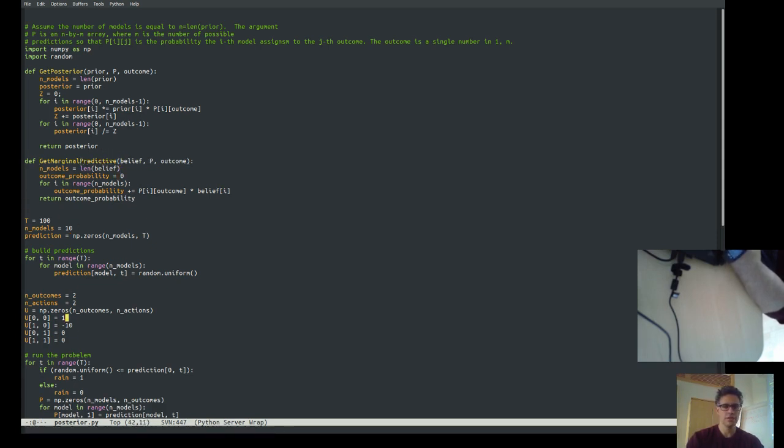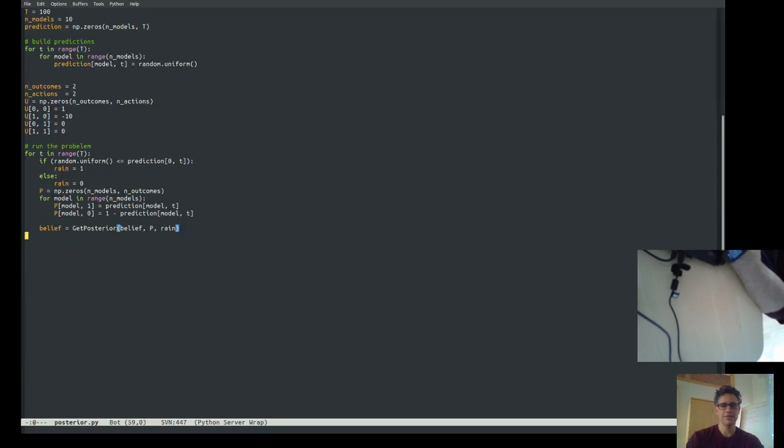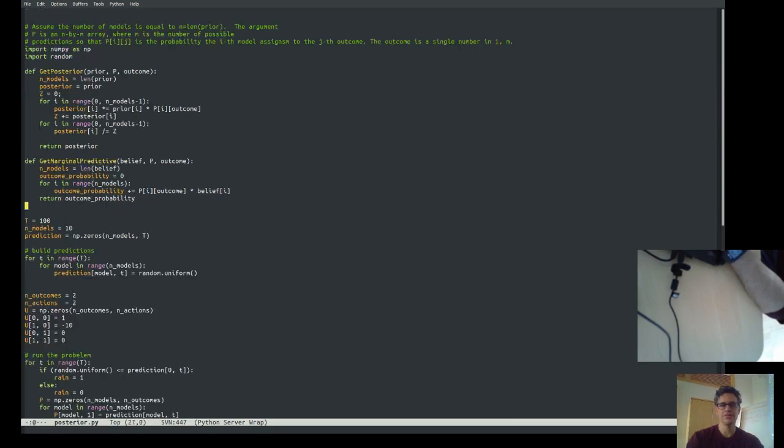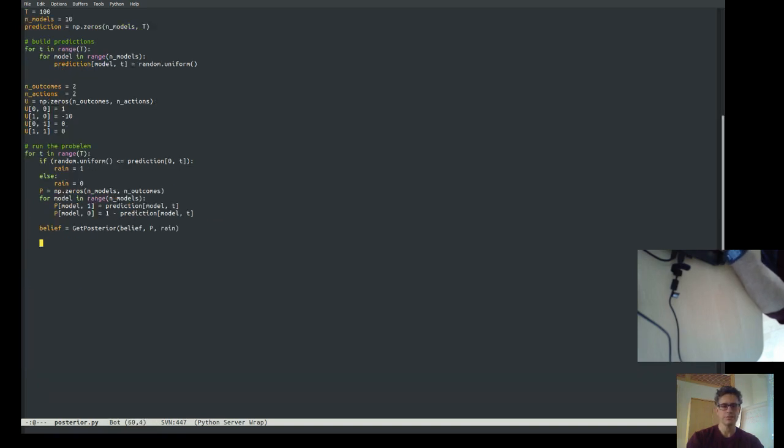Right. So now we have the marginal predictive, right? And for any given marginal predictive, we can actually get the utility of our action. So basically, you can say for a in range n actions, right? For y in range n outcomes, u a, okay, so say value a zero of initial value.